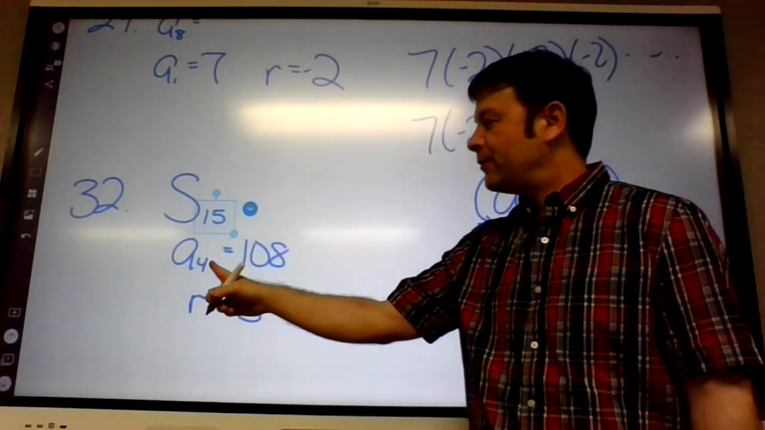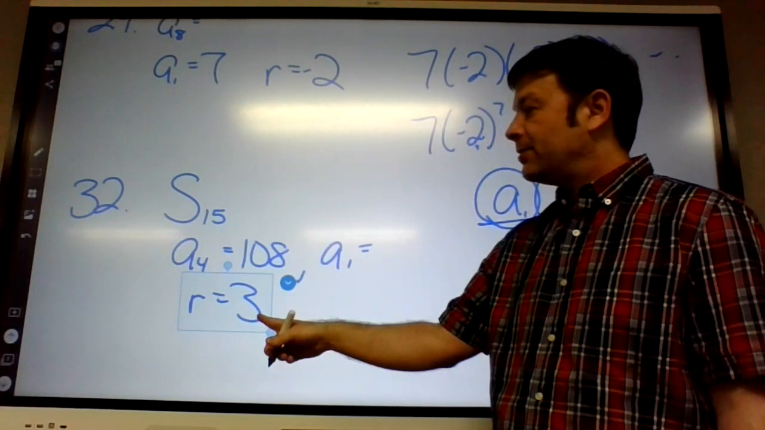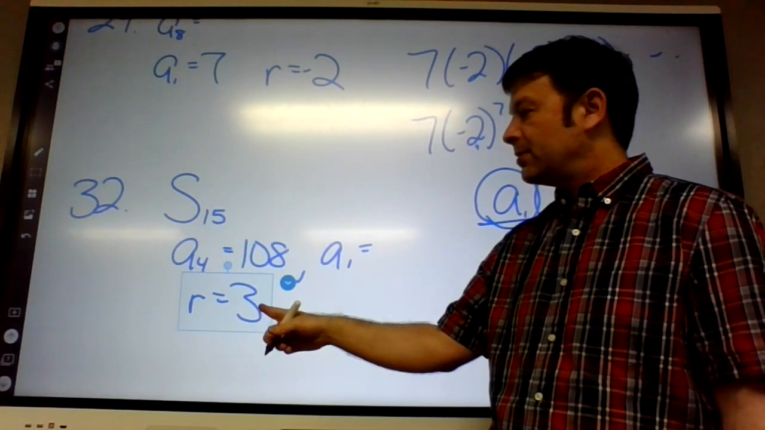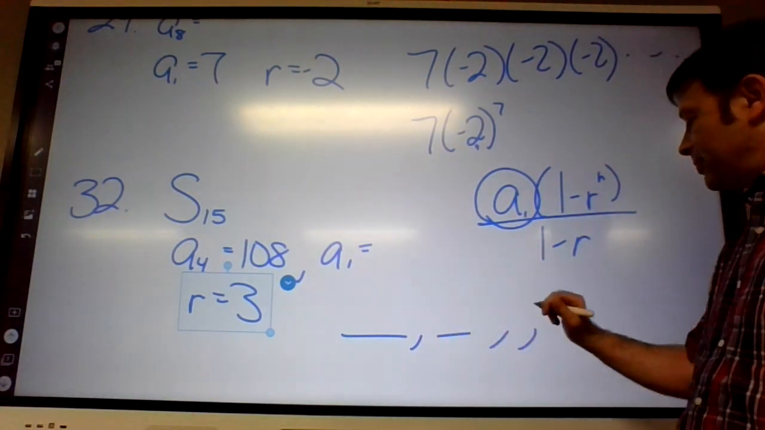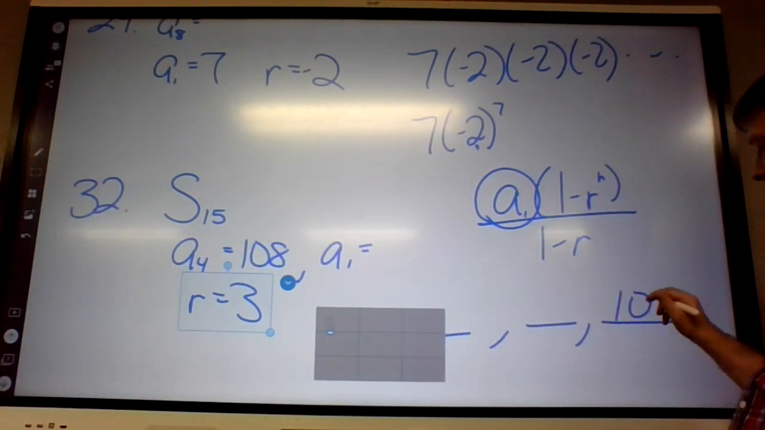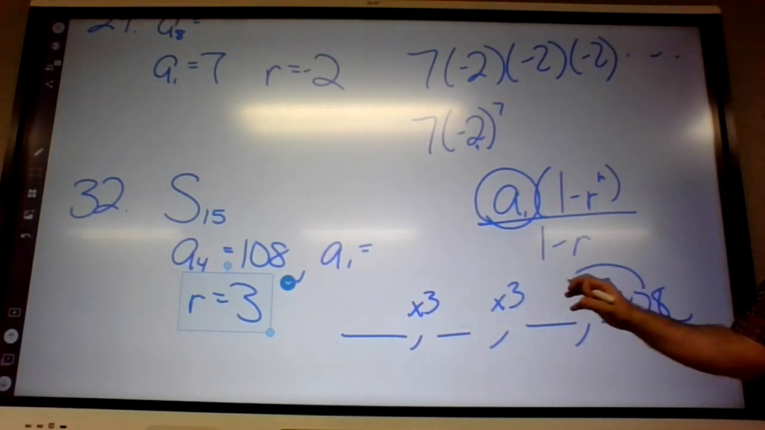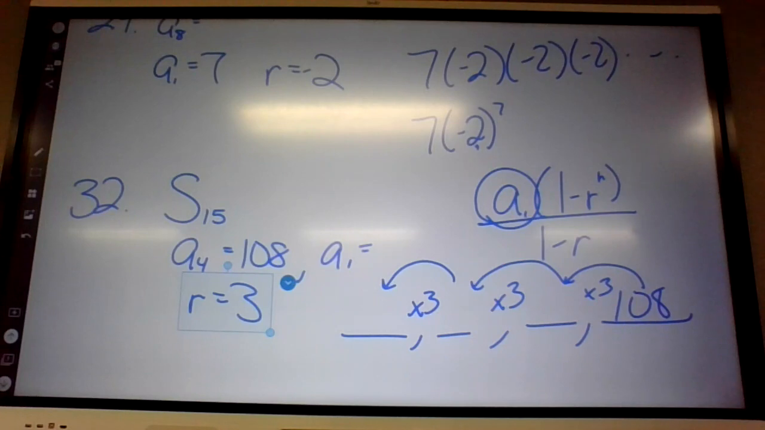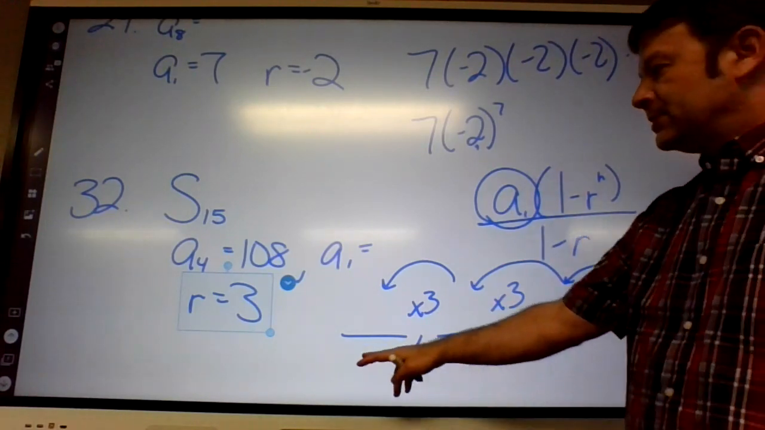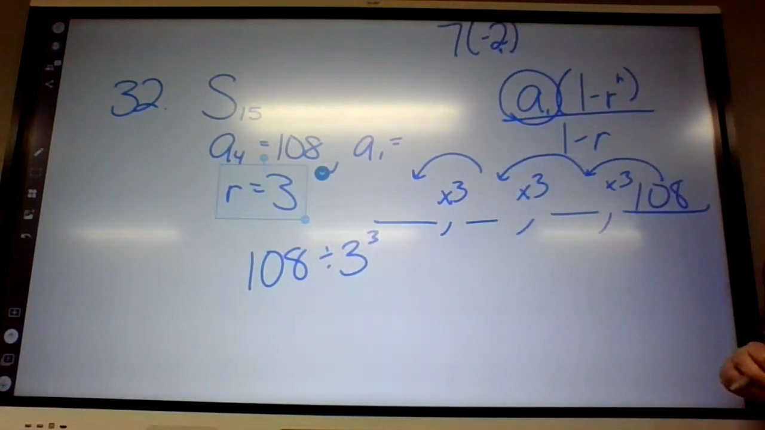So if a sub 4 is 108, how do I figure out what the first term is? Divide by 3. How many times? 3 times. To get from 4 to 1, so 108 is the fourth term. And the pattern is times 3. So if you want to go backwards, you're going to have to divide by 3 three times, or multiply by 1/3 three times, you could say. It'd be like 108 divided by 3 to the third. Is it 4? It is 4.